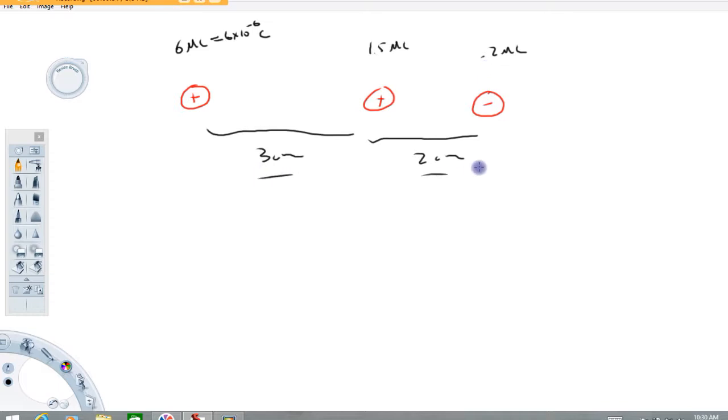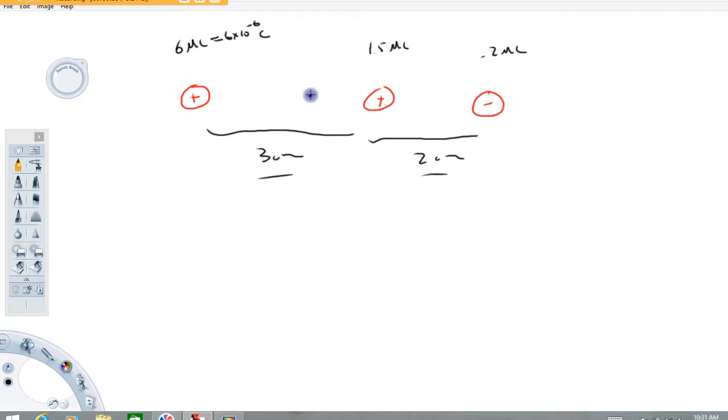Now, based on the picture I'm seeing, I suspect everybody has the same values there for this, so I'll just keep going with it. First question says to find the electric field at a point 1 centimeter to the left of the middle charge. So they're talking about a point about here.